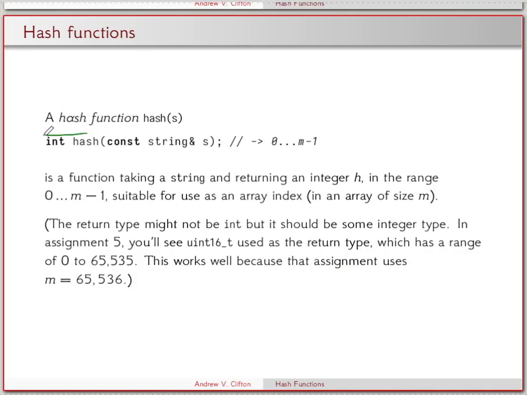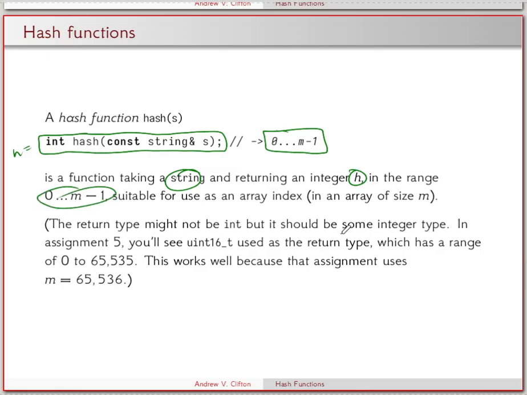So this is the template for what our hash function will look like. A string goes in. We're not going to modify the string, so we'll pass it by const reference, and an integer between 0 and m minus 1 comes out. m will be like a global variable, or if we're doing this as part of a class, it'll be a member of the class. So I'm not going to define what m is. It depends on what we're doing. I'll just assume that there is a variable m that I can use. So a hash function is a function that takes a string and returns an integer that we'll call h, so h equals the hash of something, and that h is always in the range of 0 to m minus 1. The return type might not be int, but it should be some integer type.